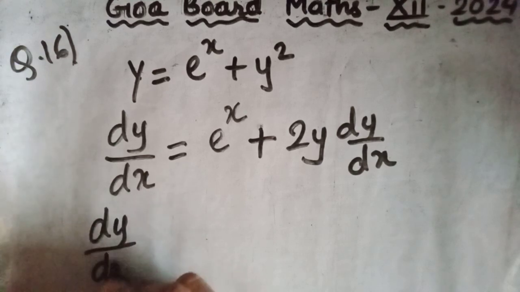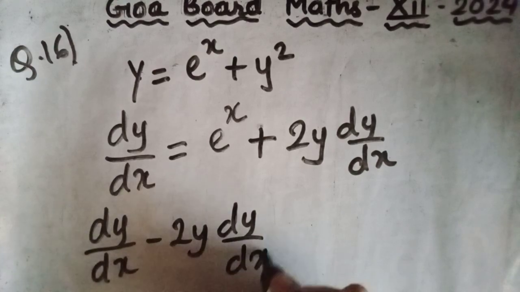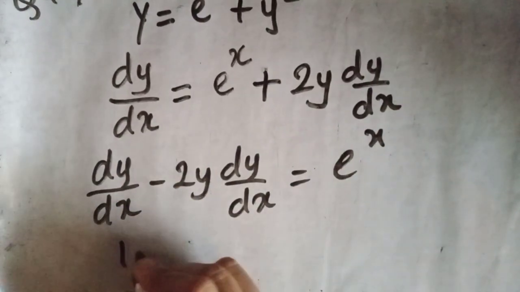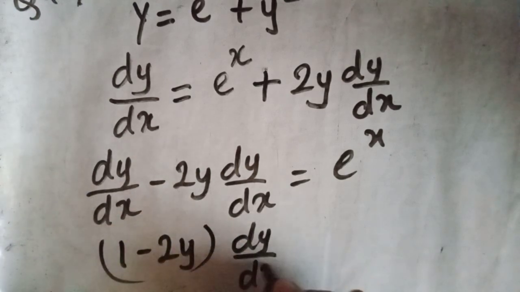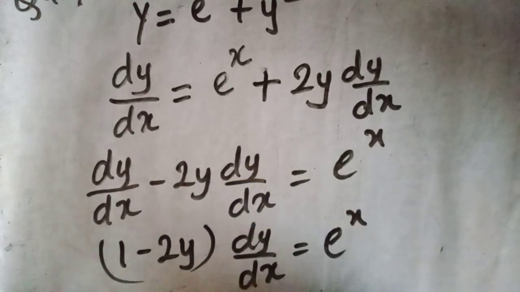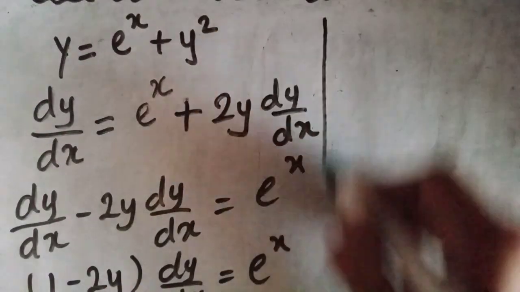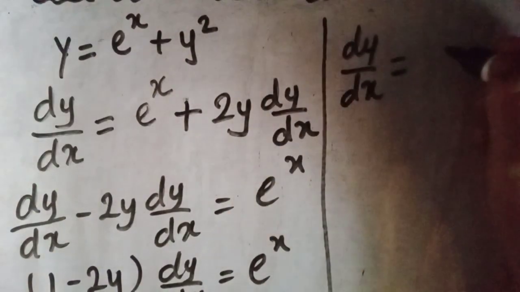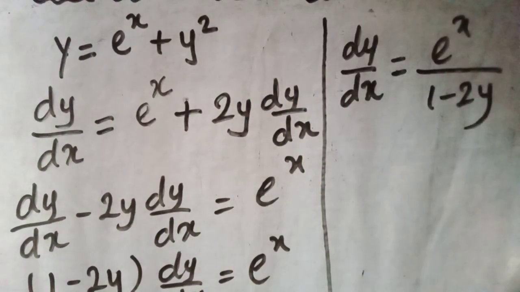So dy by dx minus 2y dy by dx equal to e raised to x. Take common, so it will be 1 minus 2y dy by dx equal to e raised to x. Okay, so dy by dx will be e raised to x upon 1 minus 2y.